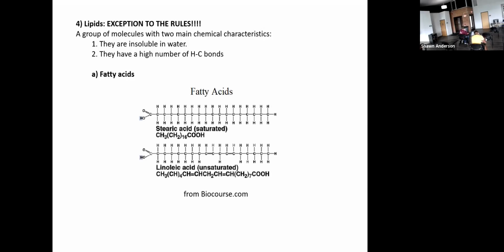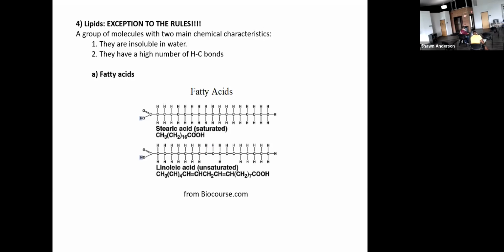So we're going to talk about a number of different kinds of lipids here today. First one are fatty acids. All right, fatty acids. So fatty acids, they've got these long hydrocarbon chains. Notice on the right of both of these molecules, stearic acid and linoleic acid, all we see are carbons and hydrogens. That's all we see.